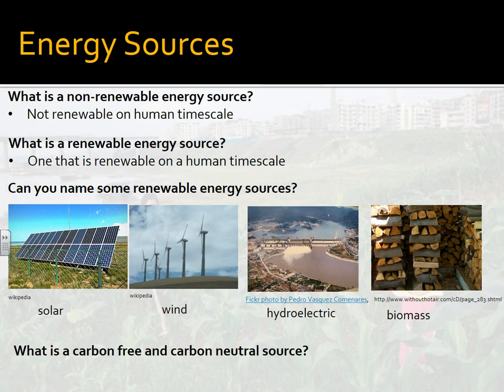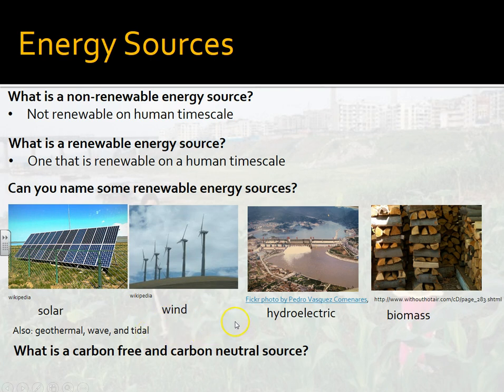So it could be wood pellets, corn. We can use algae. You can use animal dung. There's all kinds of things that you can use for biomass. So those are the four main ones today. There are also smaller ones: geothermal, wave and tidal. These ones aren't really used very often.